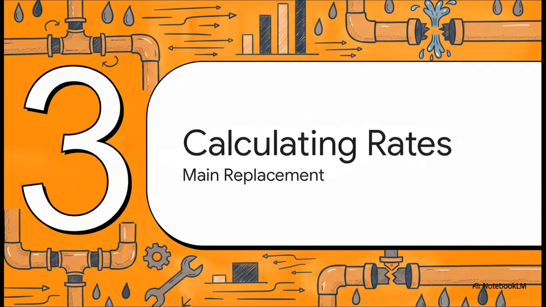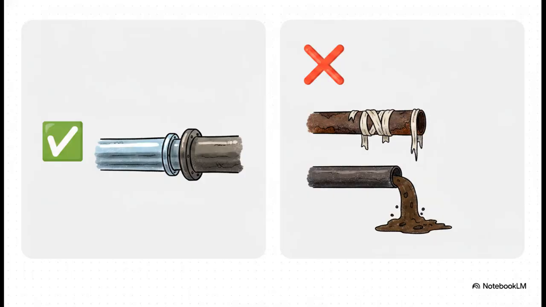Let's tackle that first one in Section 3, calculating main replacement rates. Now, before we do the math, we absolutely have to define the scope. What actually counts here? According to the standard, utilities have to include complete water main replacements, as well as any major rehabilitations or renewals that substantially extend the life of the main. This applies to potable water distribution and even non-potable uses like fire suppression.